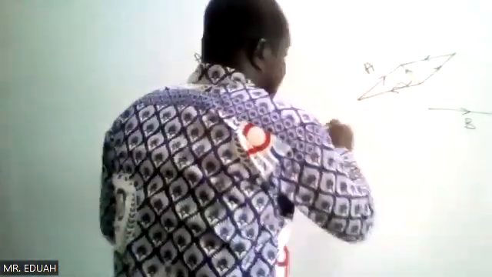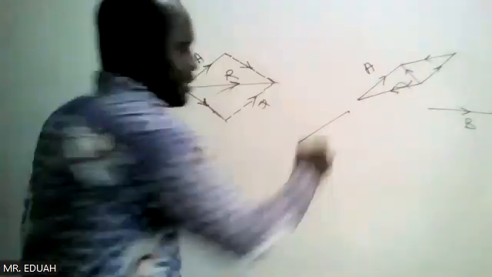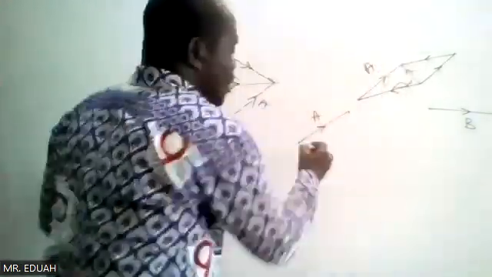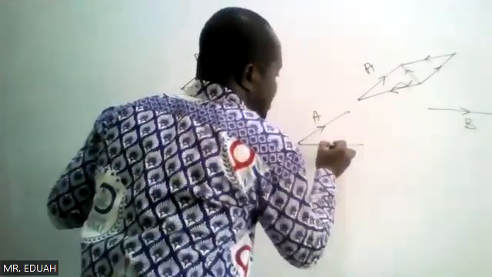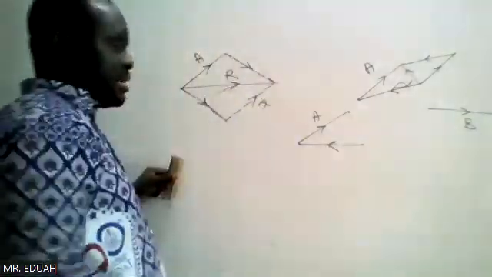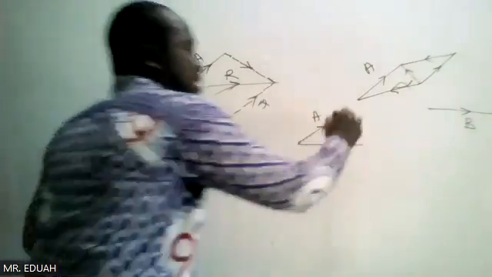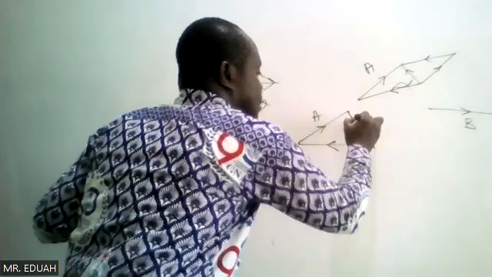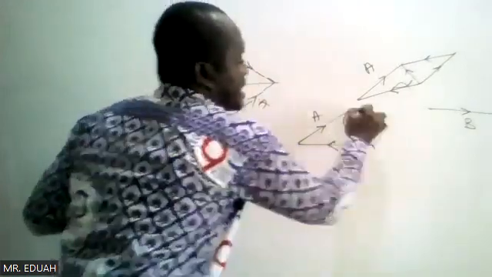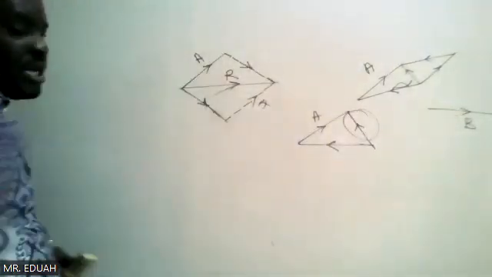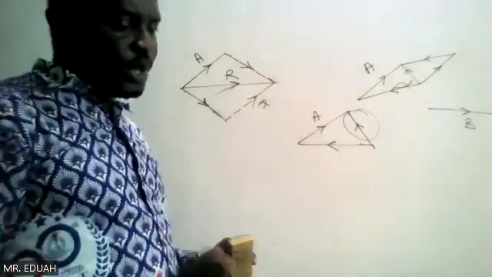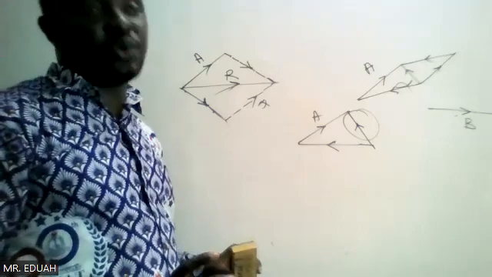Let's see why the third will not work. A is still like this. The third one is horizontal, points in this direction. And once it points in this direction, the resultant would be along the diagonal. And this doesn't look like B. So the second option is the correct answer. Please, is that understood?